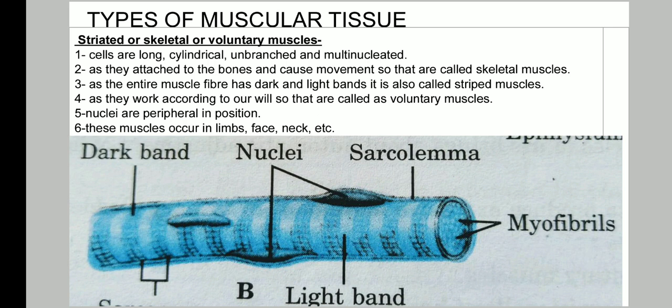Nuclei are peripheral in position. Periphery you know, and you can see the nuclei over here. Nucleus is singular and nuclei is plural. So more than one are nuclei, and they are near the periphery of the cell. These muscles occur in limbs, face, neck, etc. It means these parts of our body we can move on our own will.